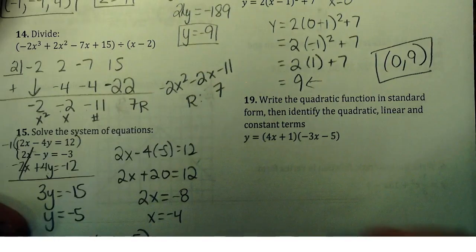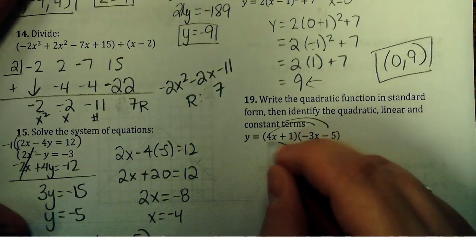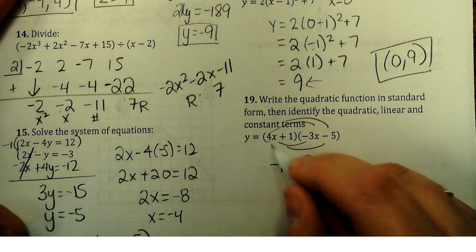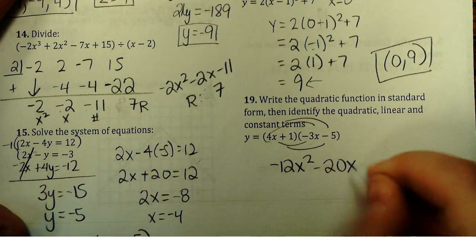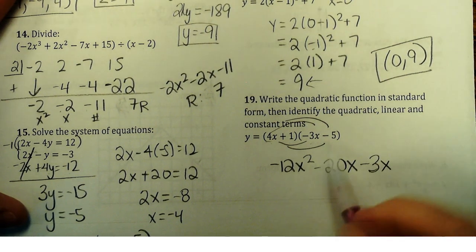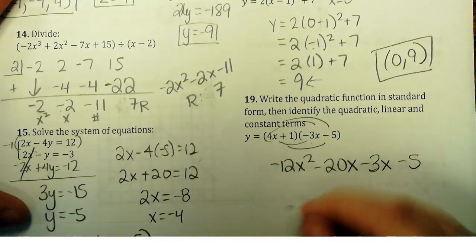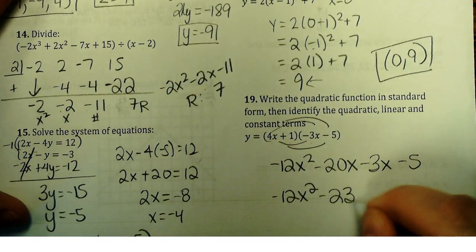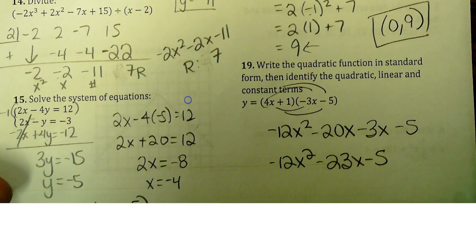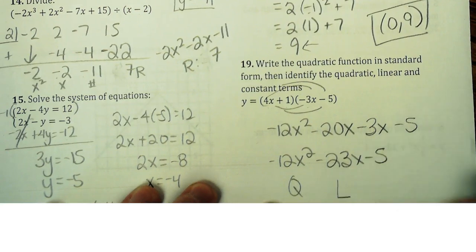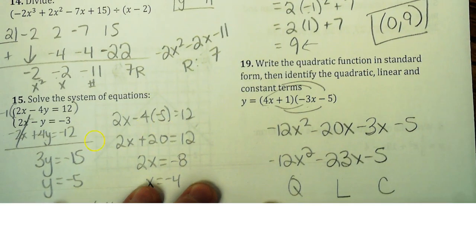And the last one on this page, we're just going to do a FOIL. 4 times negative 3 is negative 12, and x times x is x squared. 4 times negative 5 is negative 20x, and 1 times negative 3x is negative 3x. 1 times negative 5 is negative 5. Go ahead, combine your like terms. Negative 20 minus 3 is negative 23. And then in terms of your identification, your quadratic term is going to be negative 12x squared, your linear term is negative 23x, and your constant term is negative 5.